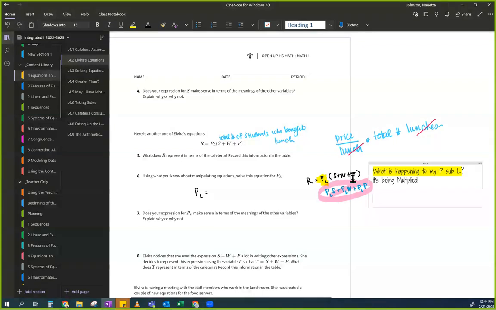Just ignore S plus W plus P. For those of you who are getting super distracted by S plus W plus P, I need you to pretend this is a number. Someone give me a number.